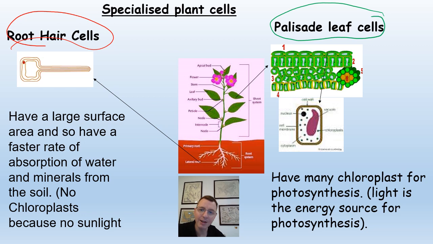And then we also have palisade cells. Now these are the palisade cells here in this layer of tissue inside the leaf. This layer here. You may notice that a palisade cell is our classic diagram for a leaf cell. And palisades have many chloroplasts for photosynthesis so that they can absorb a large amount of sunlight and produce lots of carbohydrates and glucose in photosynthesis.